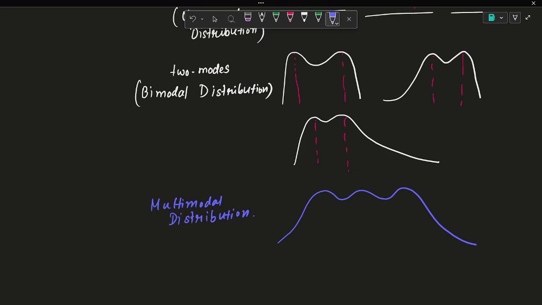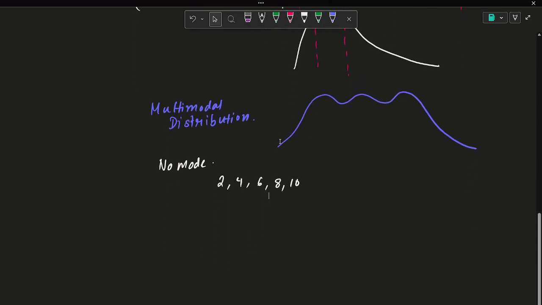And if I ask you one more question, can we have a data set which has no mode? Yes, it is also possible. Example with no mode. No mode means there is no such maximum frequency. Let's suppose I have a data set like 2, 4, 6, 8, 10. For this case, there is no mode because there is no value which appears more than one time. Each and every value appears only once. So, there is no mode.